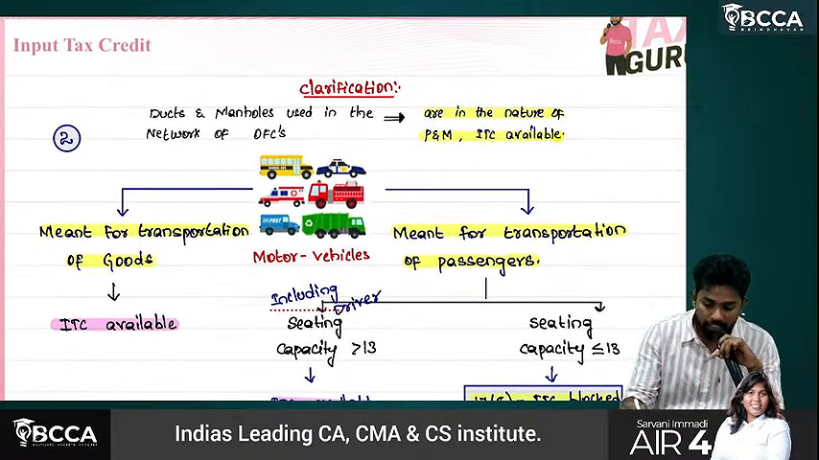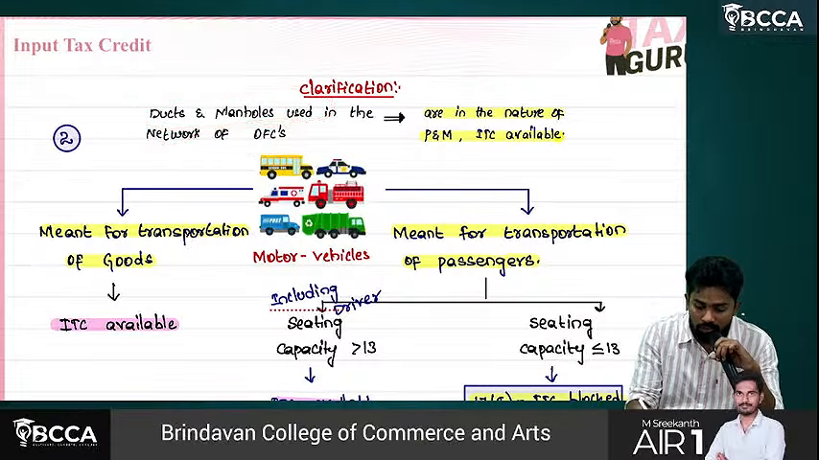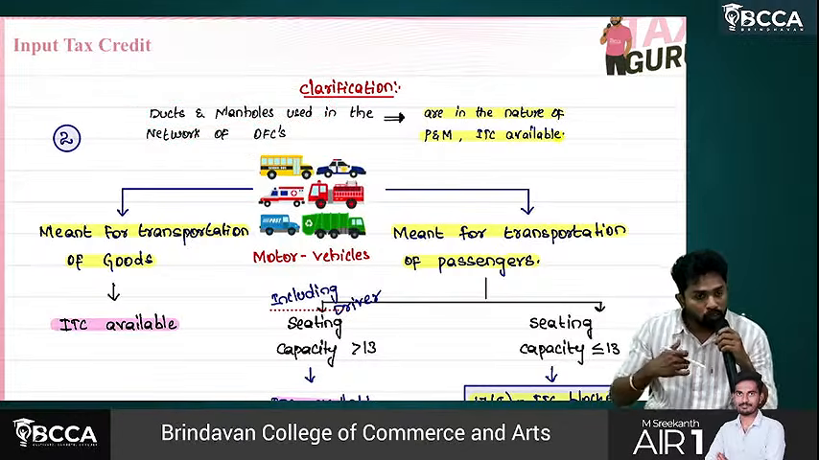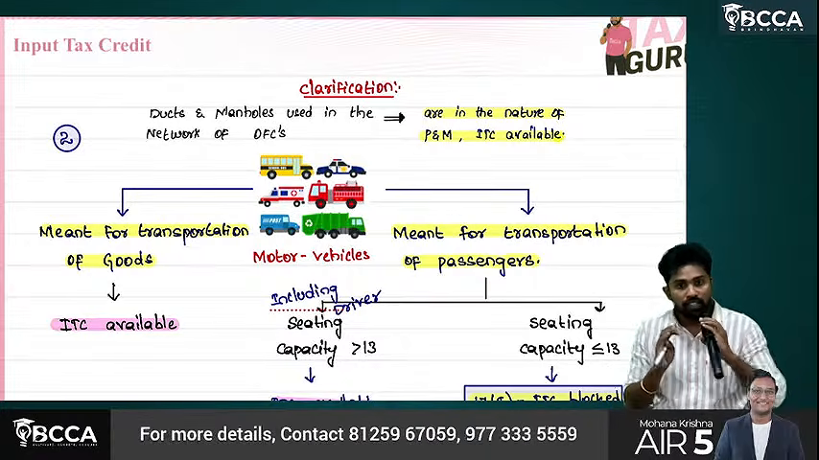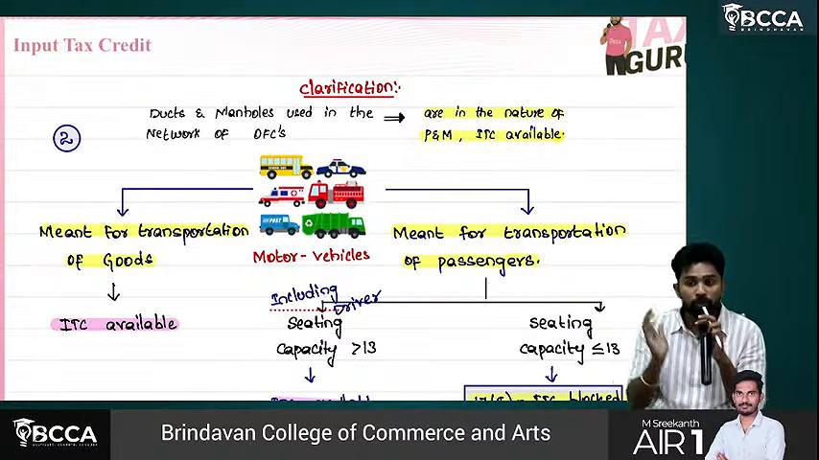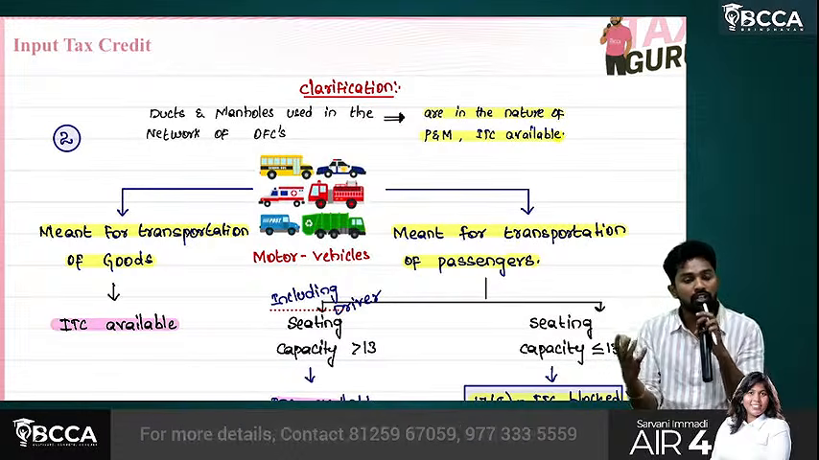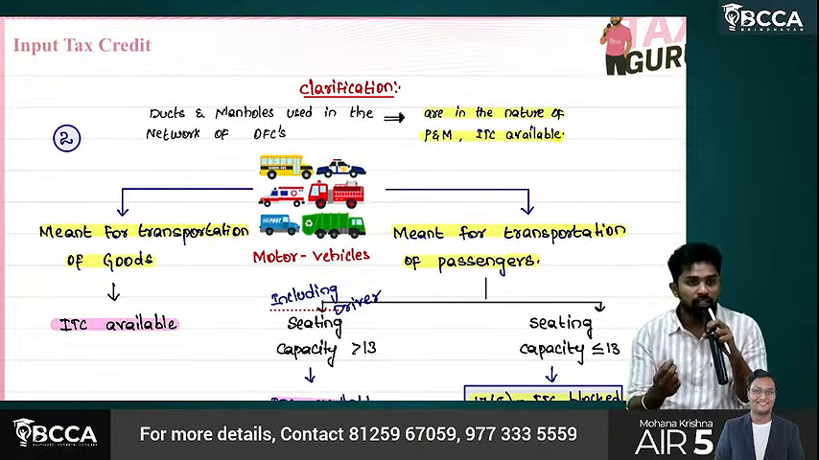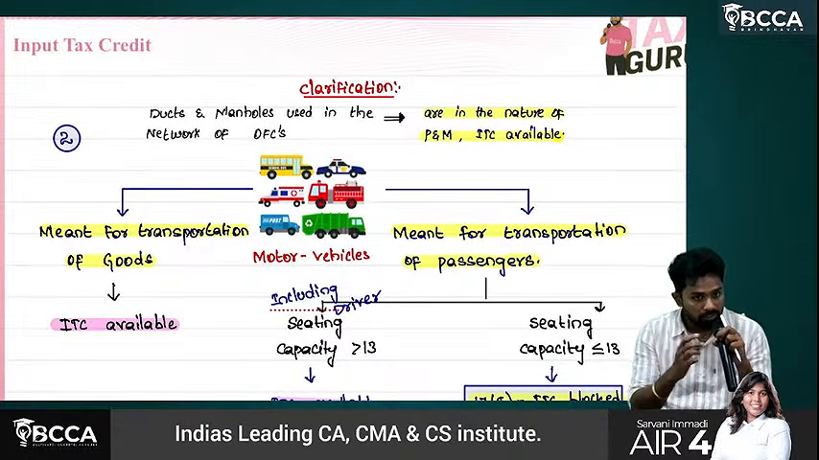Then a clarification, sir. Ducts and manholes used in the network of optic fiber cables. I mean, to lay these internet cables underground, the ducts, the outer pipes, are kept to protect these wires. And at junction points, they'll keep manholes. So if any issue happens, they can open and check where the problem is.